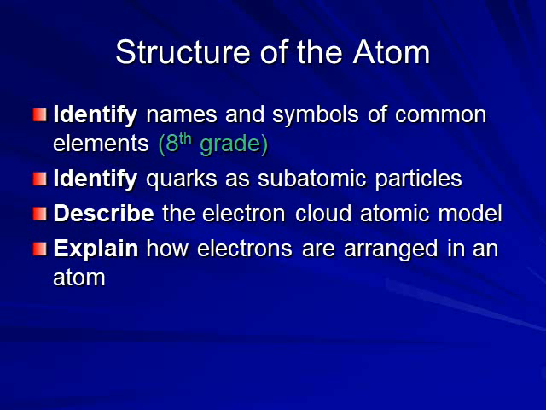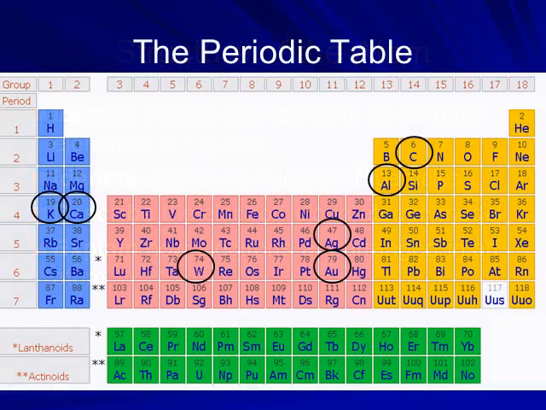Okay, so coming out of 8th grade, you would have been identifying names and symbols of common elements from the periodic table. Moving on from there, though, I would like you to be able to identify quarks as subatomic particles, to be able to describe the electron cloud atomic model, and to explain how electrons are arranged in an atom. So these are our objectives for this section.